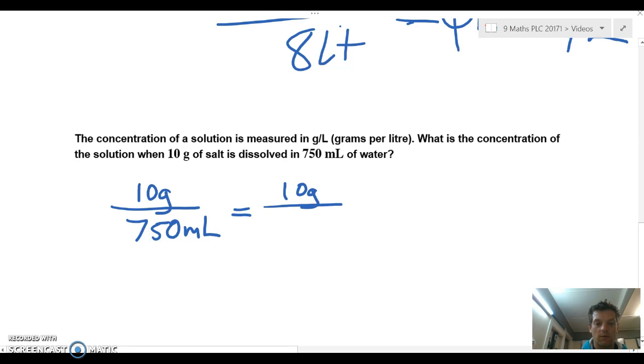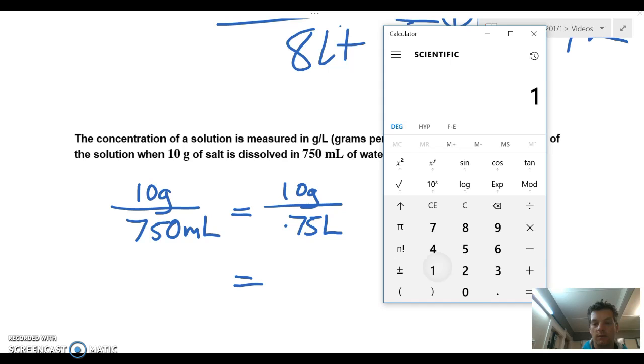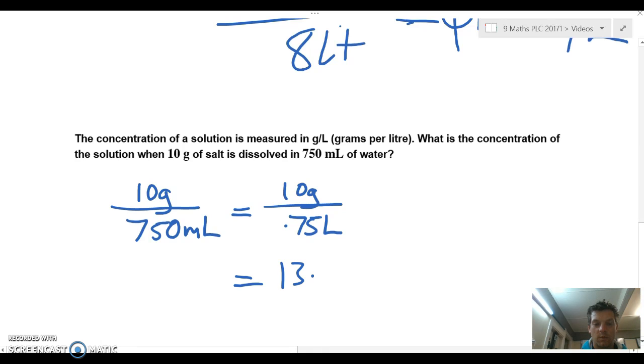10 grams over 0.75 litres. Okay, now we've got it in the right form, we can put that into our calculator. So 10 divided by 0.75, 13.3 recurring grams per litre. So if we were trying to make up a solution and we had a 1 litre bucket, we would need to put 13.3 grams of salt to make up that same concentration.